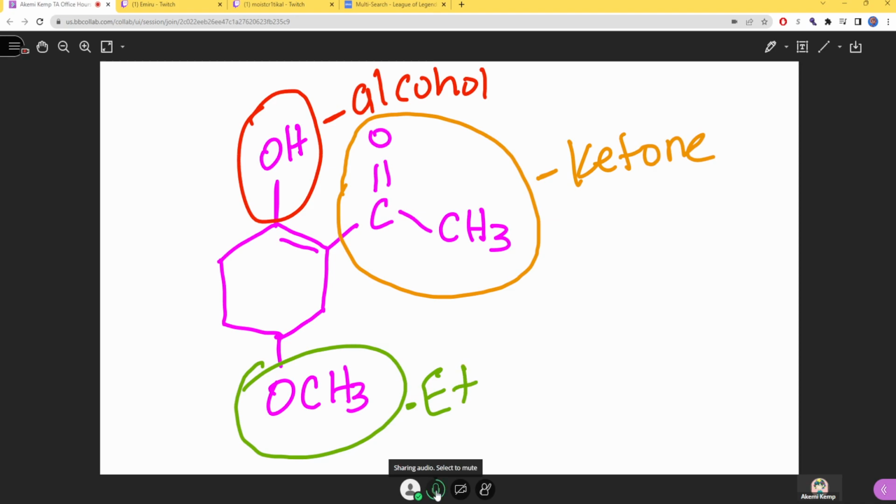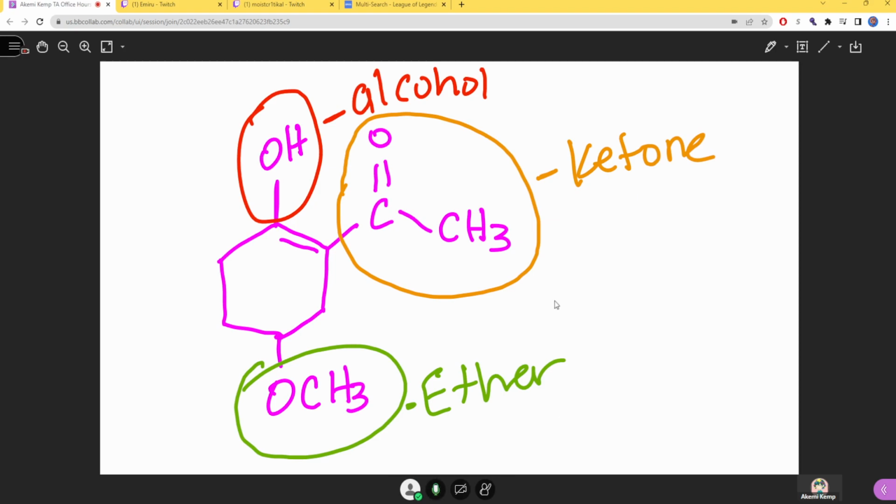So the answer choice that matched this was, if you have version A, is this version A or B? I'm trying to remember. Oh, this is version B. So for version B, the answer choice is supposed to be alcohol, ether, and ketone. I think for B it was B. It could have been C, D, A. I think it was A.